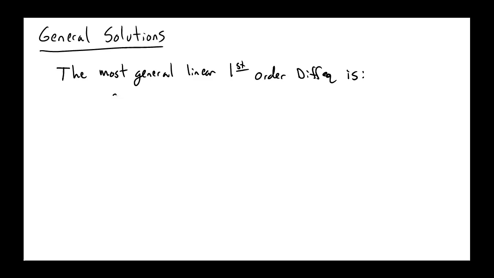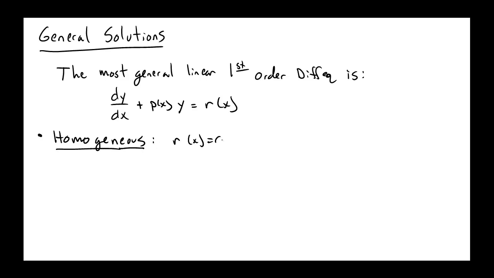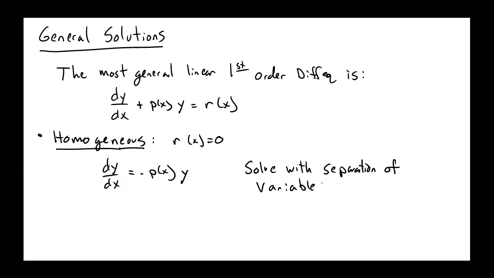So now I want to talk about the most general possible solutions that there are. Let's start with the most general possible linear first order differential equation. That can be written as dy/dx plus some function p of x times y equal to some other function r of x. One type of equation like this is called a homogeneous equation, where r of x is equal to 0, and then dy/dx is equal to minus p times y. And this we can easily solve with a separation of variables.